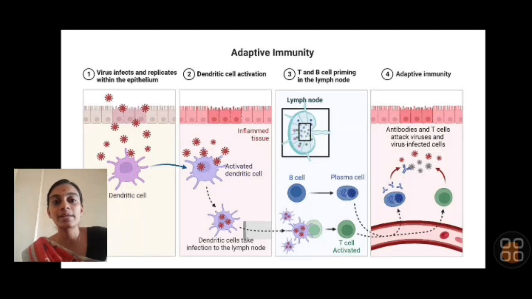In this picture we can see an infection, that is, a virus gets inside the body and replicates within the epithelium, and this is recognized by the dendritic cells, and this interaction leads to the activation of dendritic cells, and inflammatory tissue is produced. These dendritic cells take the infection to the lymph node, where the activation of T cells and B cells occurs. B cell activation leads to the formation of plasma cells, and thus antibodies are produced. The antibodies and T cells attack the virus molecules, and thus the infection is cleared.